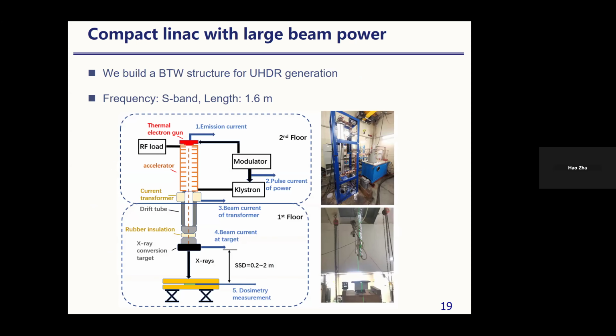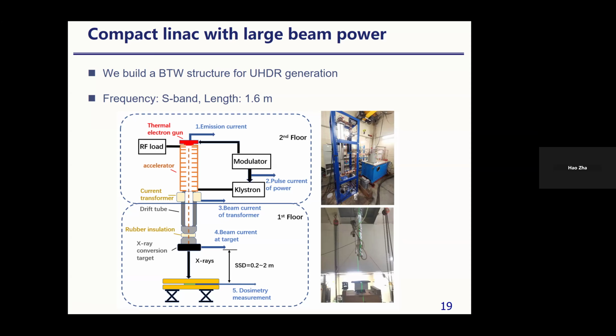So we built a backward traveling wave structure for this ultra-high dose rate generation. We designed these structures with a length of 1.6 meters, which is still not too long. The structure is optimized to handle the high beam power while maintaining good efficiency. This should be the world's first system that can use a linear accelerator to generate high dose rate X-rays.